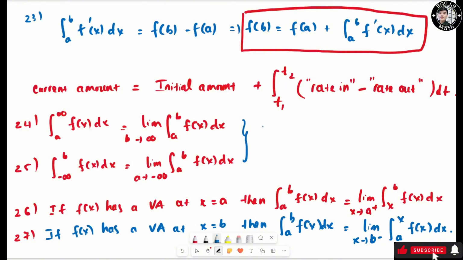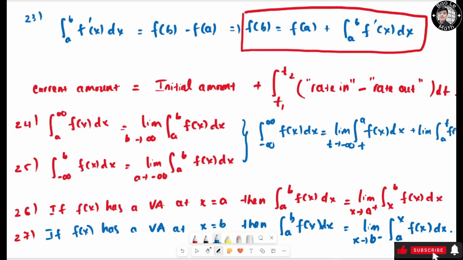If you have the integral from negative infinity to positive infinity of f of s ds, it's going to be the limit of the integral from t to a of f of s ds when t approaches negative infinity, plus the limit of the integral from a to t of f of s ds when t approaches positive infinity.